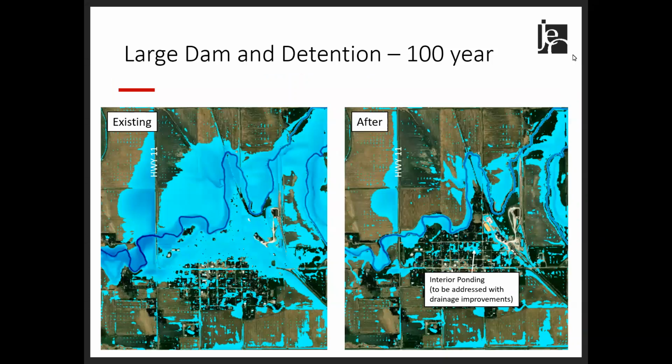Next, we looked at several combinations of the previously discussed alternatives. Here we're looking at the large dam and the detention cells. And what you see is when you combine these two effects, you have a large amount of water that is retained up in the north and south branch, leading to a significant reduction in floodwaters in North Loop. These two options combined show significant reduction in flooding. The small amount of ponding shown would be addressed through interior drainage improvements.